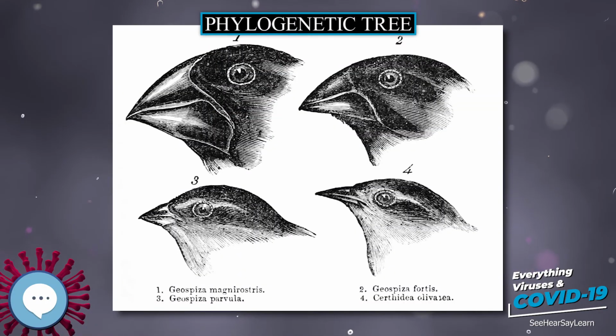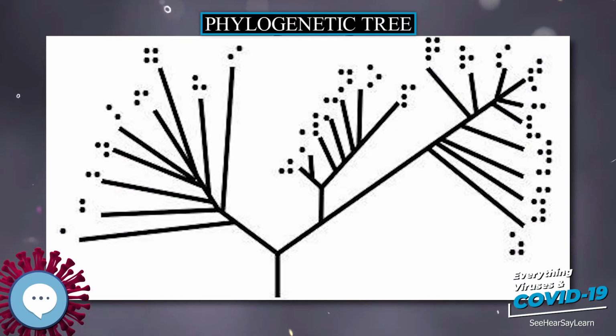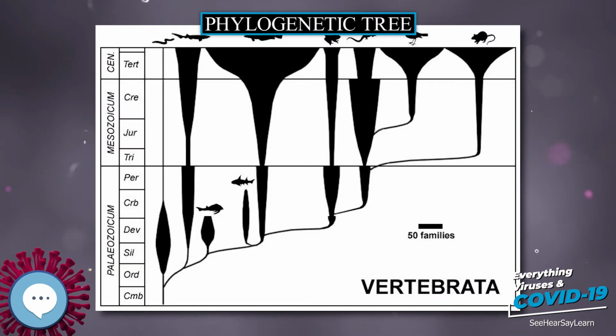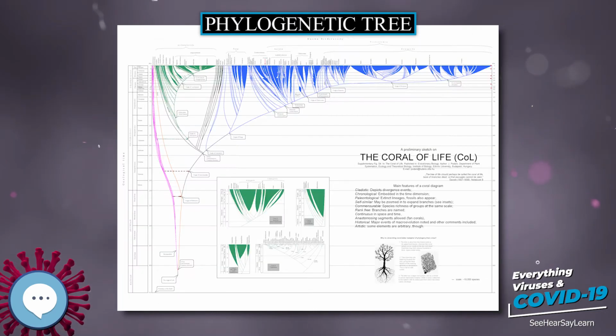Phylogenetic tree. A phylogenetic tree or evolutionary tree is a branching diagram or tree showing the evolutionary relationships among various biological species or other entities, their phylogeny, based upon similarities and differences in their physical or genetic characteristics. All life on Earth is part of a single phylogenetic tree, indicating common ancestry.